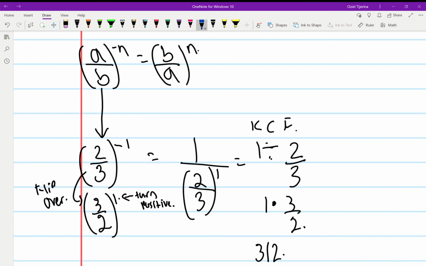And I'll color code it if you guys really want me to. So this is A, and then this is B, and then this will be negative n, and then that is equal to B over A to the n. Okay, that's what it is.